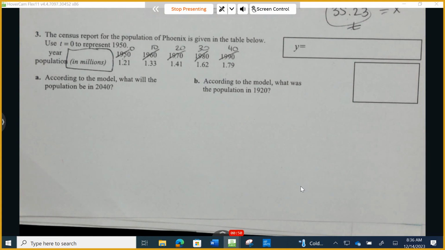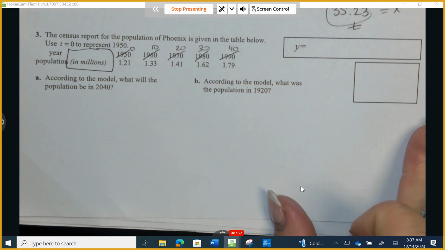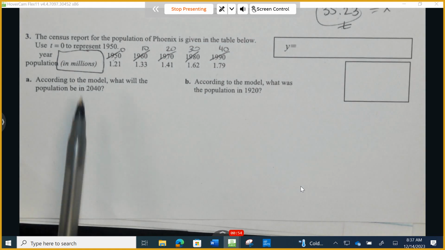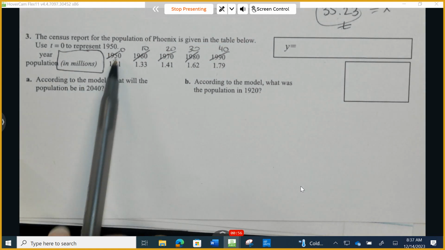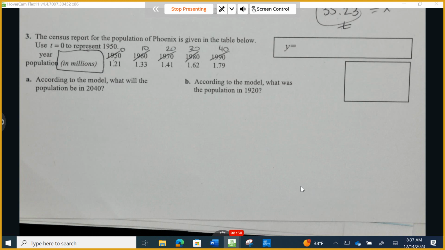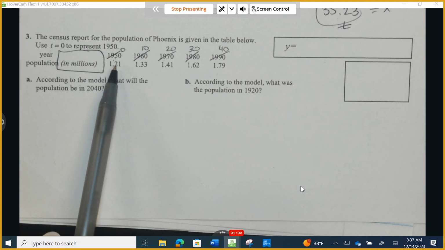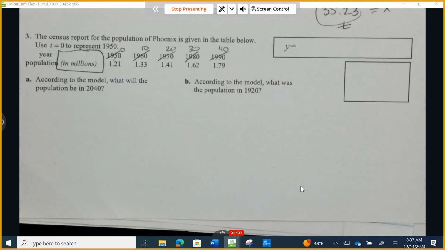Also, a key component to this that somebody else live in class was able to see is that when we actually get our answers, we know the population in 1950 wasn't 1.2 people. It's in millions, so it was 1,210,000.